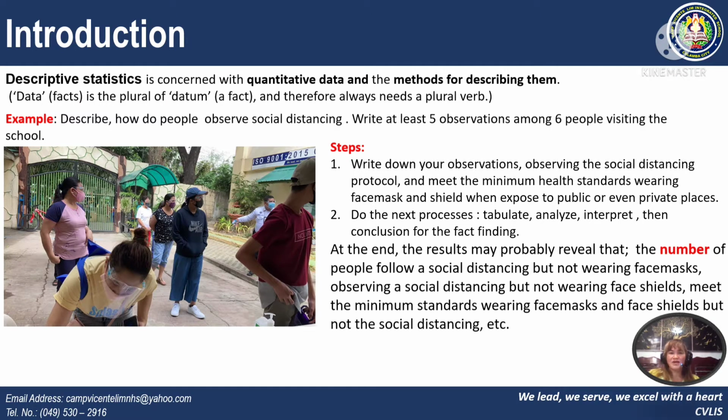In conducting experiments, there are two types of statistics, descriptive and inferential. Descriptive is concerned with quantitative data and the methods for describing them. For example, describe how people observe social distancing. Write at least 5 observations among 6 people visiting the school Camp Vicente Lim. Steps: write down your observations, observing the social distancing protocol and meeting the minimum health standards, wearing face masks and shields when exposed to public or even in private places.